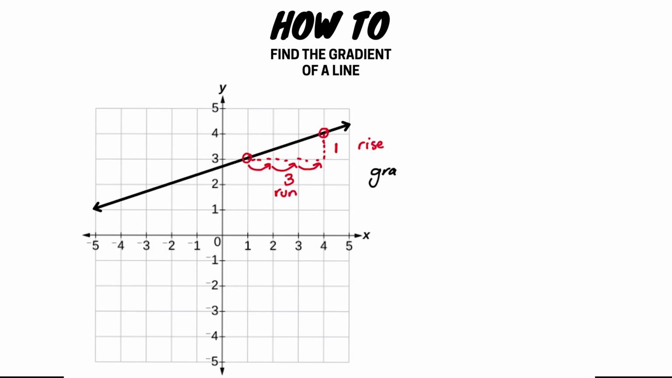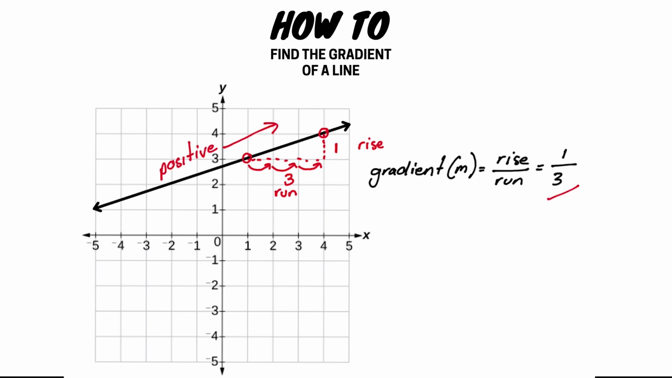From here we can calculate the gradient, so we know that it equals rise over run, which is 1 over 3 or a third. Again, the line is sloping up from left to right, therefore it has a positive gradient and we leave our answer as 1/3.